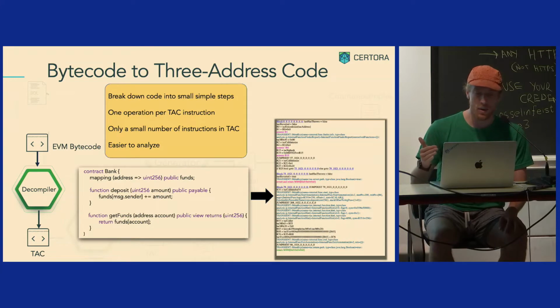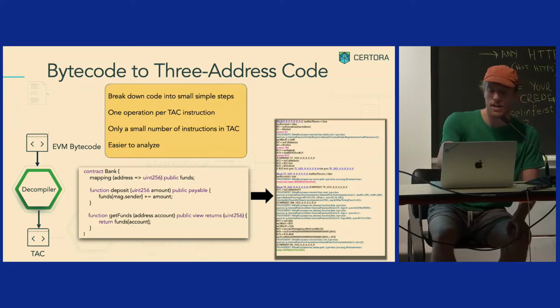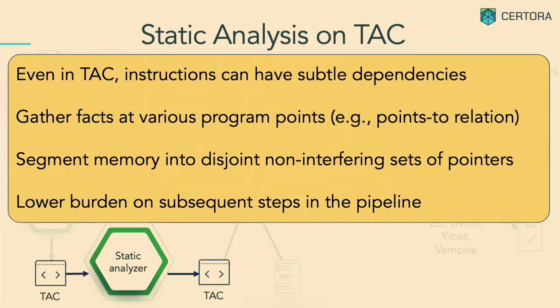To give you an idea what this might look like, I have an example here. Our bank contract will generate a big, long file with lots of little instructions. So this small code turns into something pretty similar to what you'd see in regular code generation. Big, long file with a lot of instructions. So let's move on to the next step.